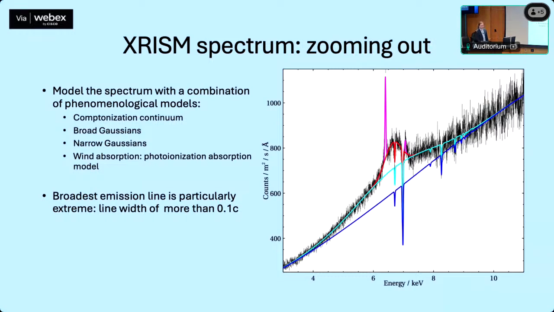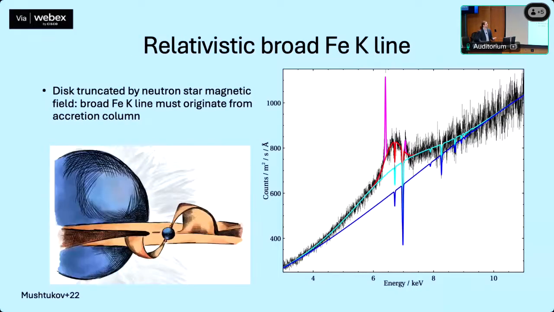This is very puzzling because we would not expect to get such a broad line in a system like an X-ray pulsar, where we know that the inner accretion disk is disrupted by the magnetic field. For Hercules X-1, this should be at 1,000 kilometers. So the velocity should never reach anywhere close to 0.1 the speed of light.